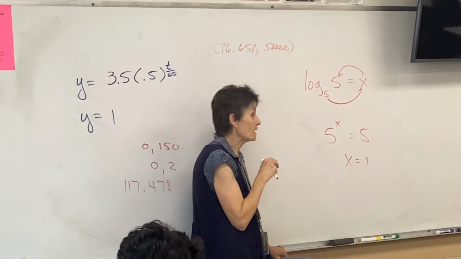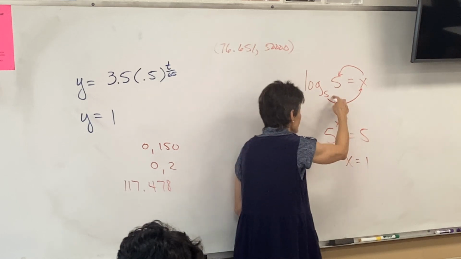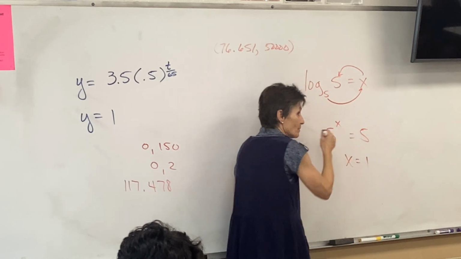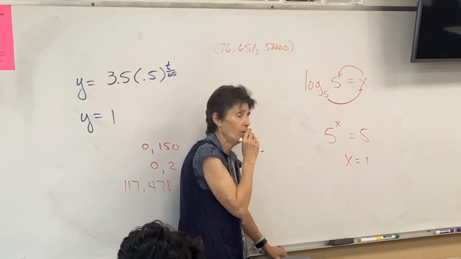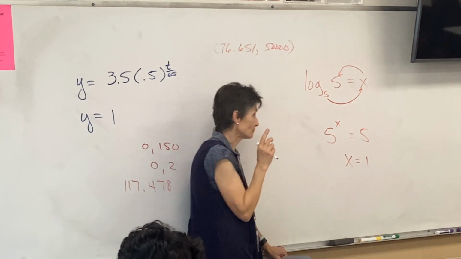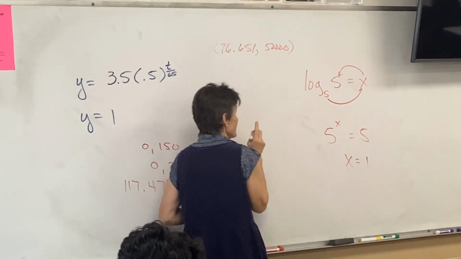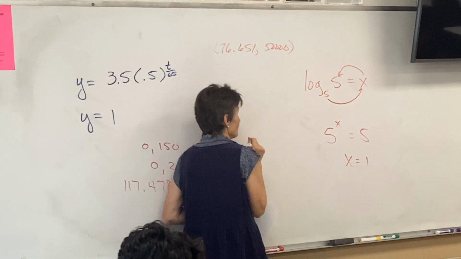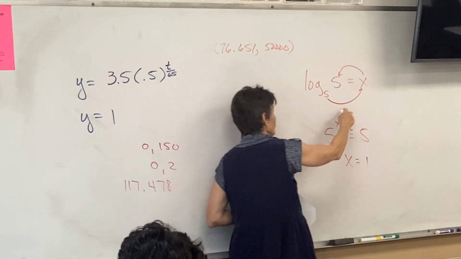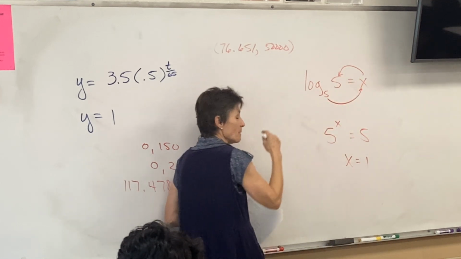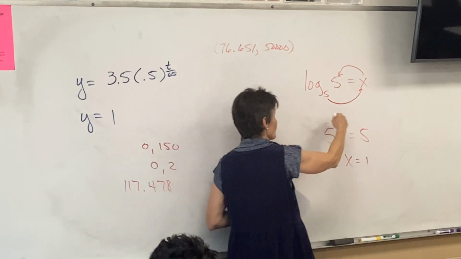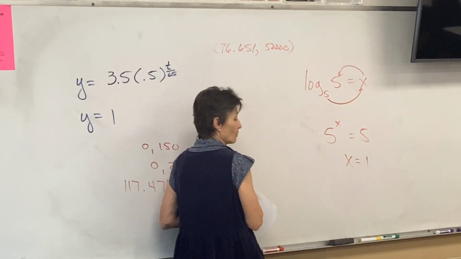It's another way of writing an exponential. So these two sentences are exactly the same. All right, now listen. There's another way to do this problem. This is called loop-de-loop. Some people call it log rolling. This is how we get rid of the logarithm.